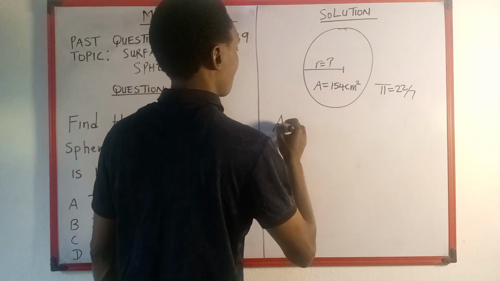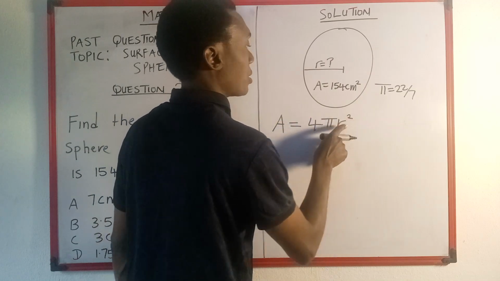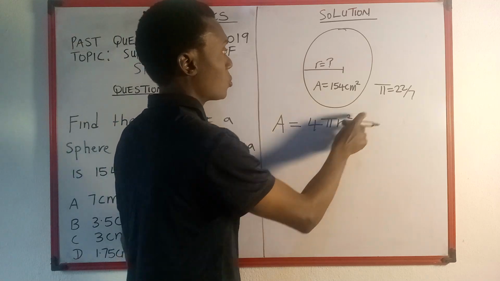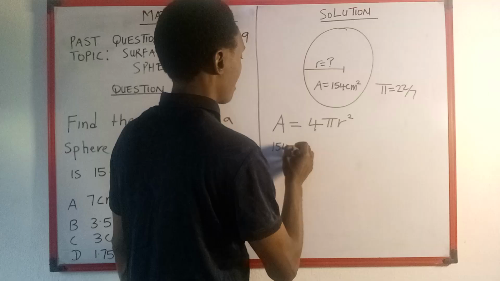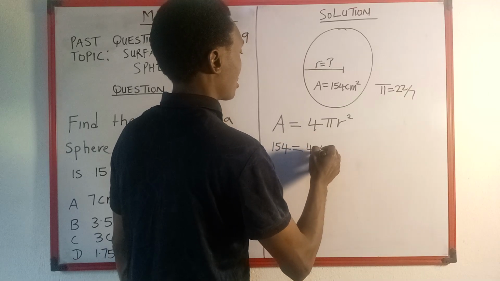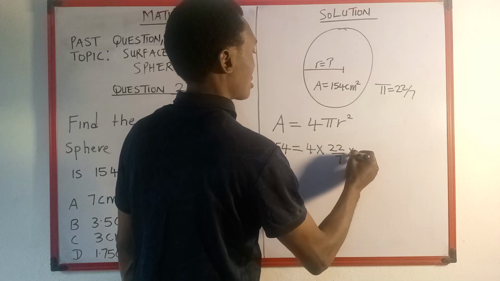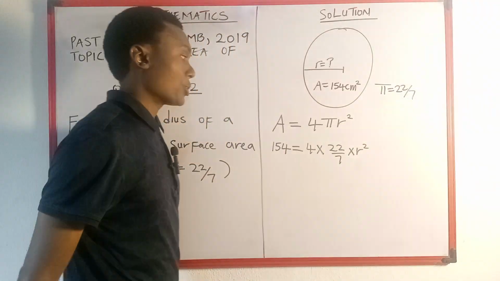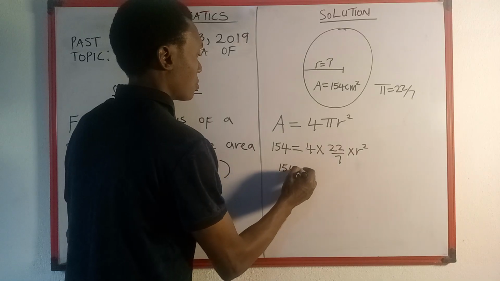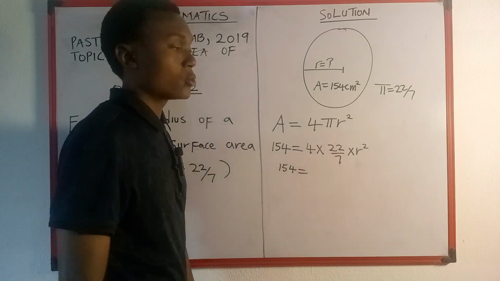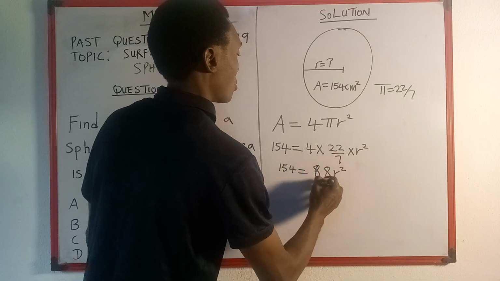So area of a sphere is given as 4 pi r square. Take note, we're looking for the area of a sphere. So what is our area? 154. 4 times, what is our pi? 22/7 times r square. Okay, if you have your calculator there, 154 is equal to 4 times 22, you have 88 r square over 7.